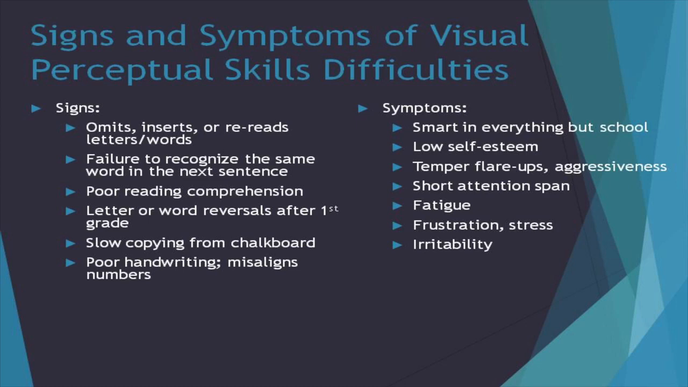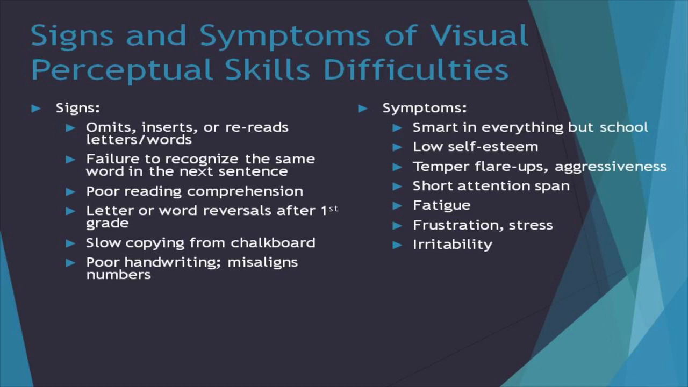But perceptual difficulty. So let's say the information came in beautifully. They can focus, they can track, they can converge their eyes. They're still having difficulty. Their reading comprehension is still low. They still can't remember the word umbrella when you show it to them two sentences later. There could be trouble with visual processing. So those are failure to recognize the same word in the next sentence, slow copying. So the slow copiers, that could be tracking, but it could be memory.